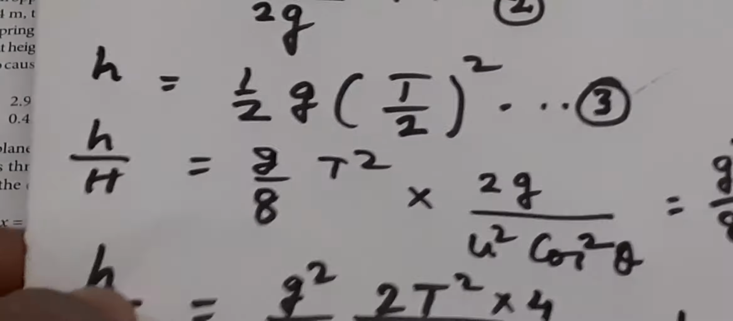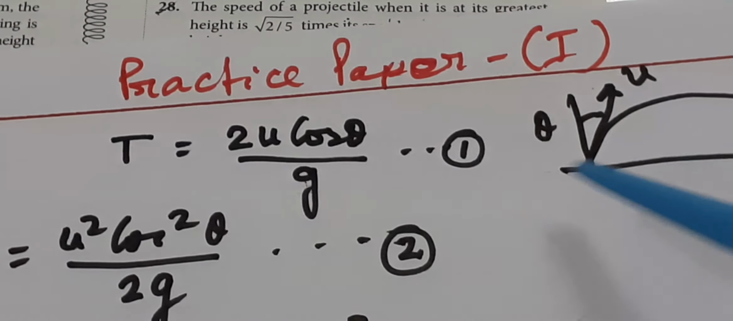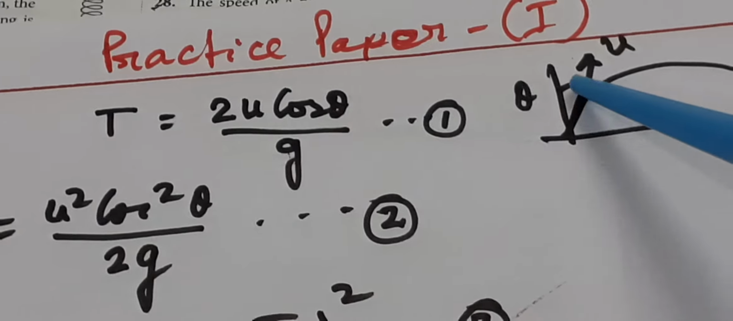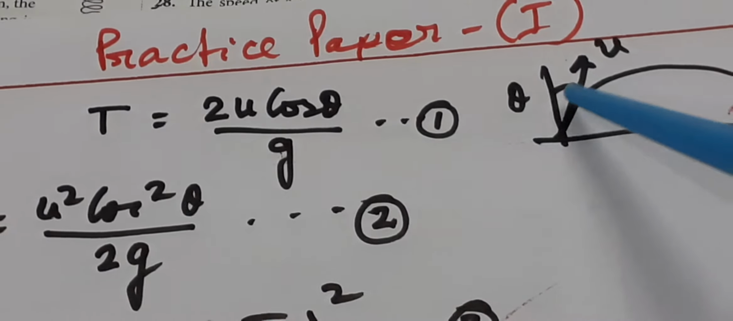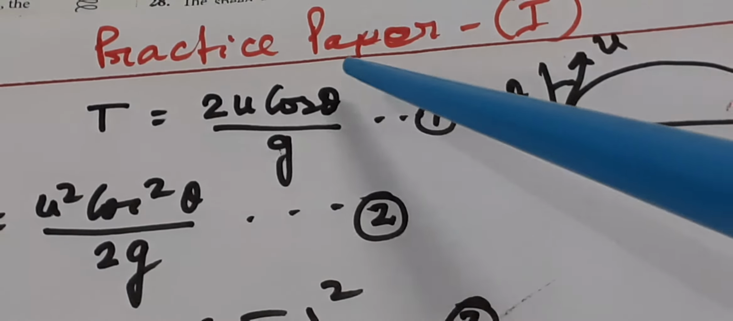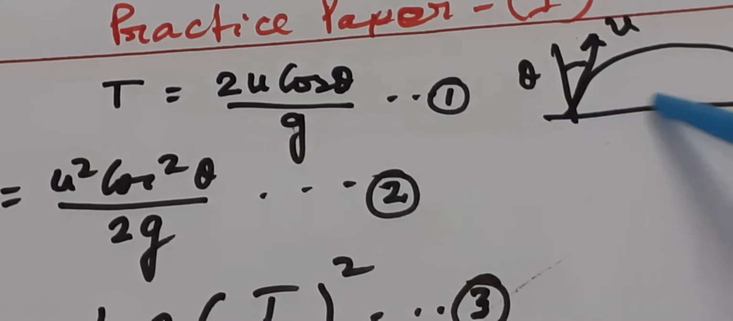Simple job. This is not a complex one. Now we know that for a projectile, the maximum time of flight is twice u cos. In this question, this angle is theta. So u cos theta will be the vertical velocity, and u sin theta will be the horizontal.